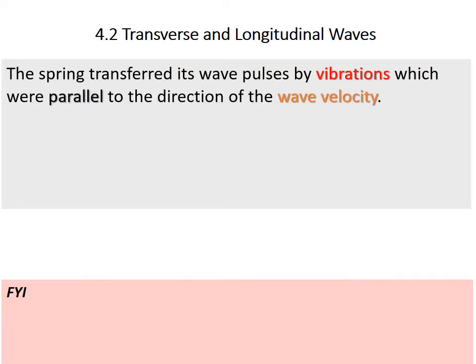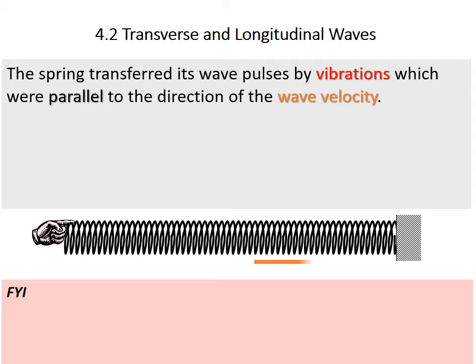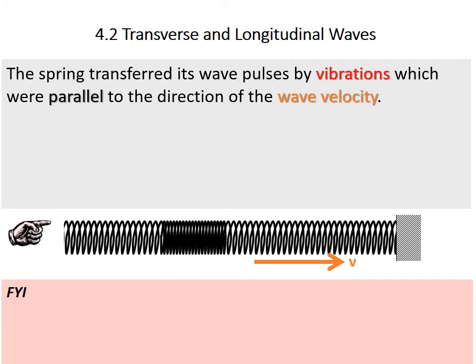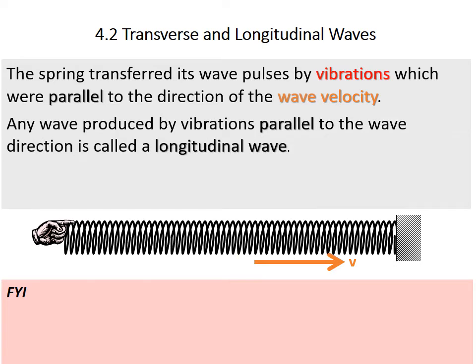The spring transferred its wave pulses by vibrations which were parallel to the direction of the motion. So again, we have the spring, we pulse it, and you can see that that pulse traveled laterally, parallel to the direction of motion. This type of wave is known as a longitudinal wave.